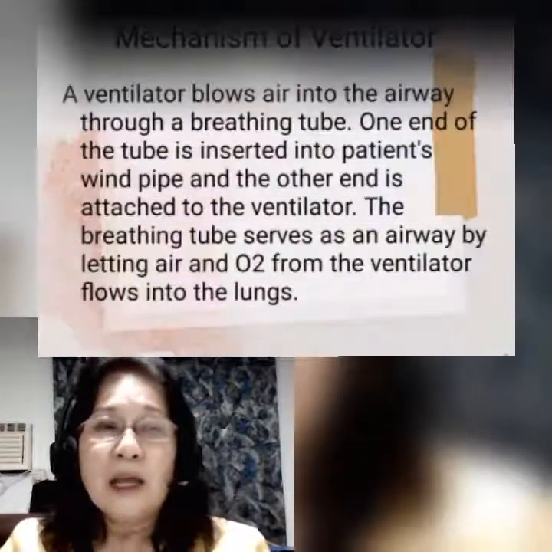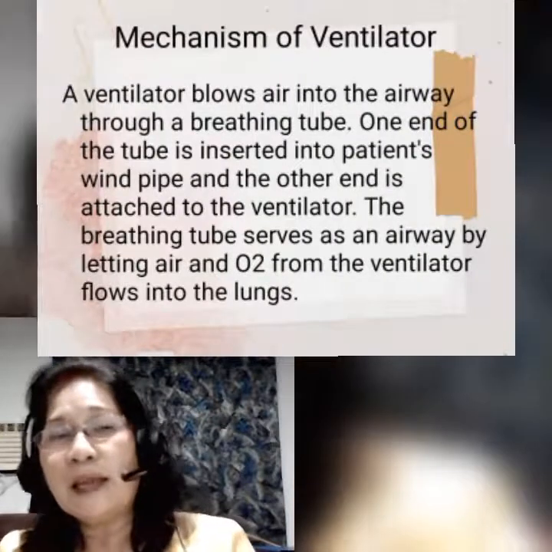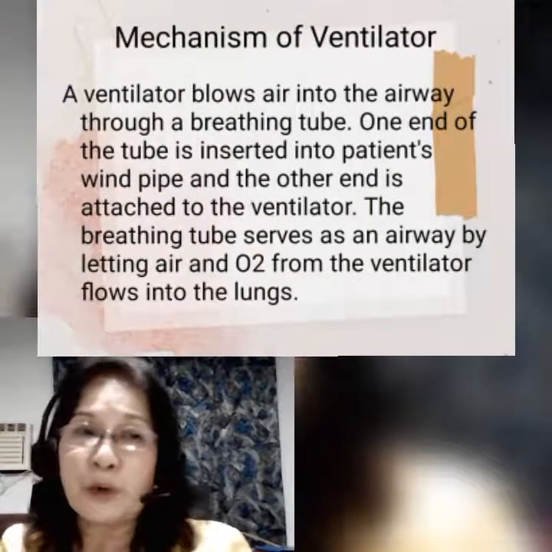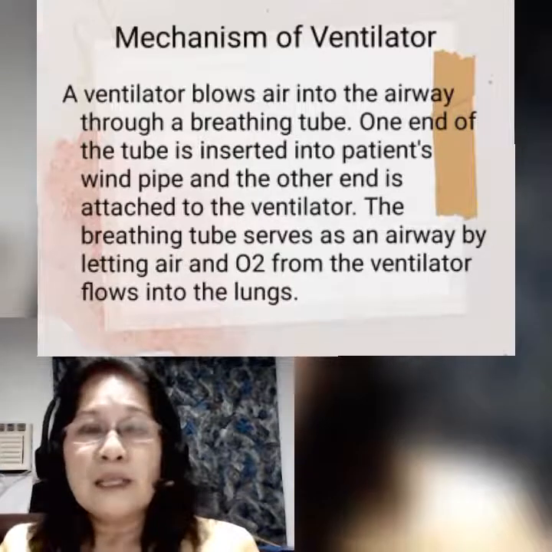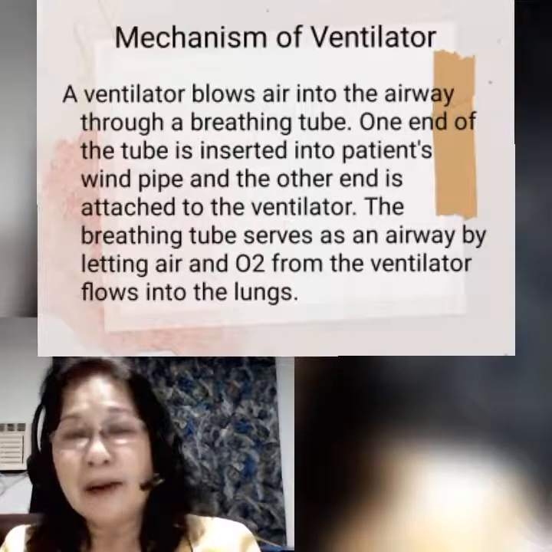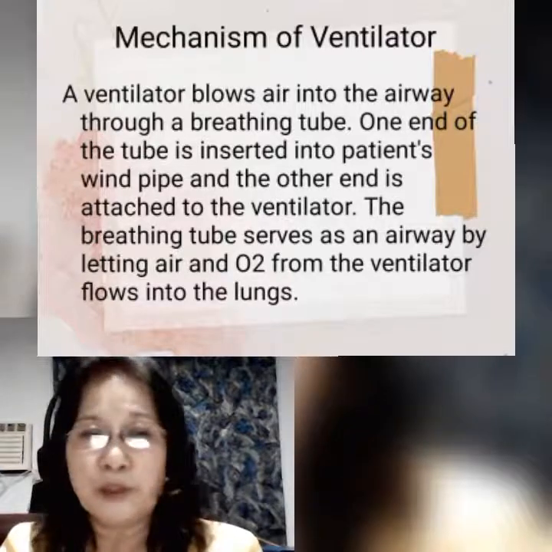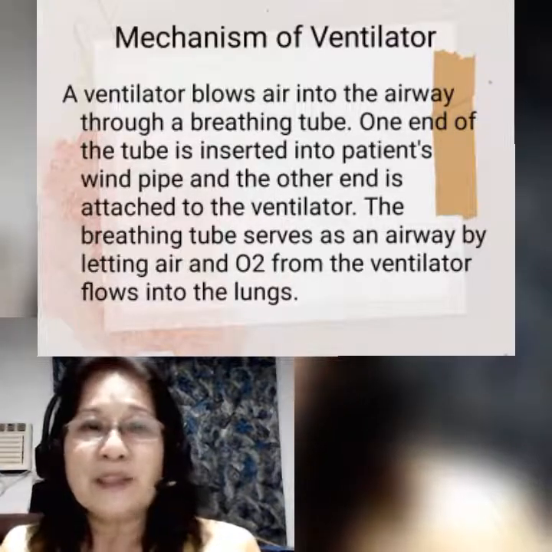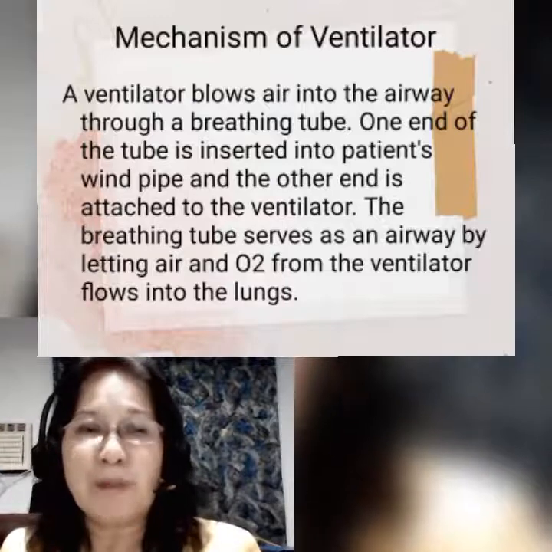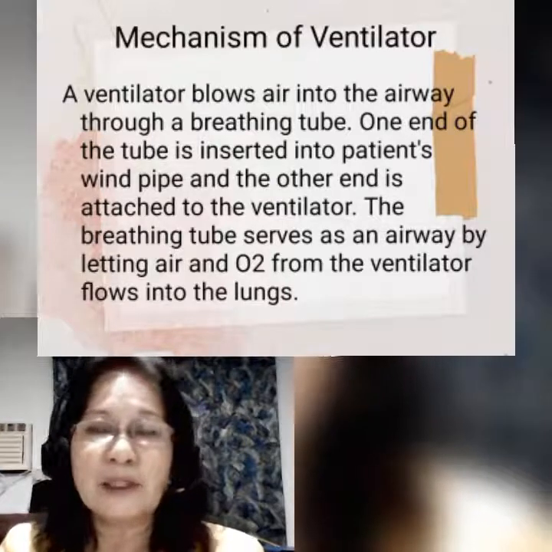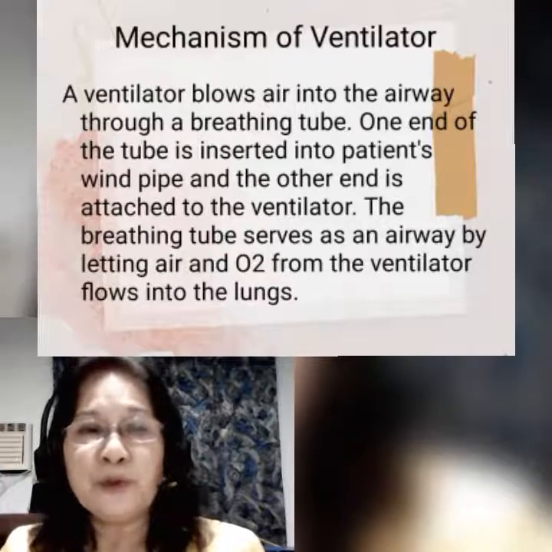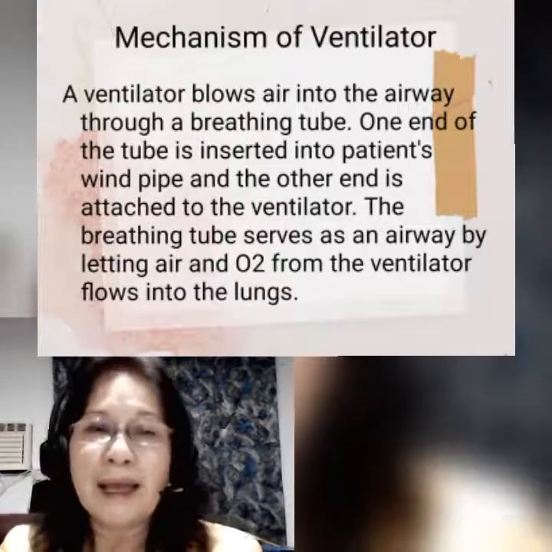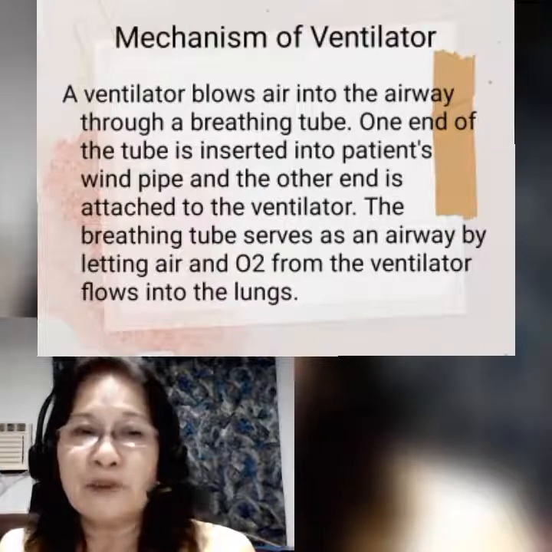All right. Next is, what is the mechanism of the ventilator? If we know the mechanism of the ventilator, you can also share that to the patients. So a ventilator blows air into the airway through a breathing tube. One end of the tube is inserted into a patient's windpipe, and the other end is attached to the ventilator. The breathing tube serves as an airway by letting air and oxygen from the ventilator flow into the lungs. Okay?